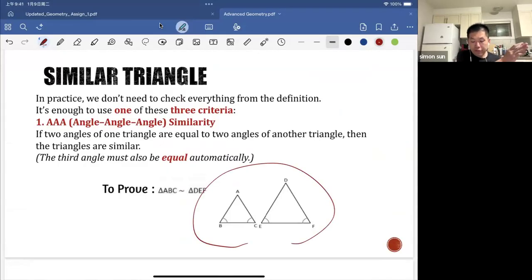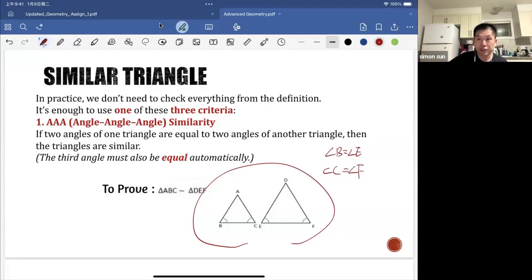To prove the first triangle ABC is similar to the second one, we can use the given information: angle A equal to angle D, angle B equal to angle E, angle C equal to angle F. Now, if two corresponding angles are equal, the third one will definitely be equal too.